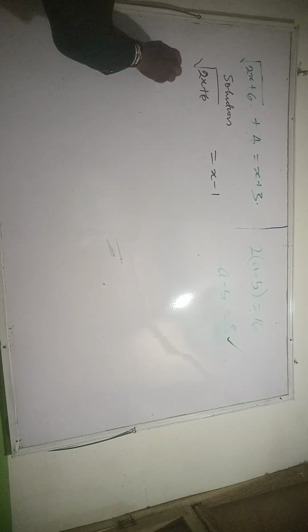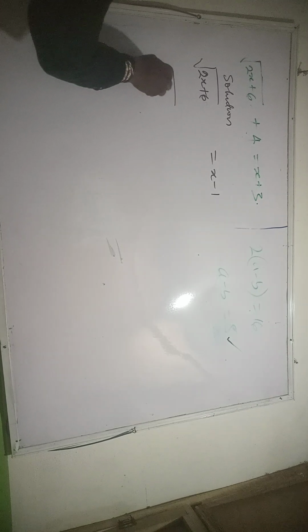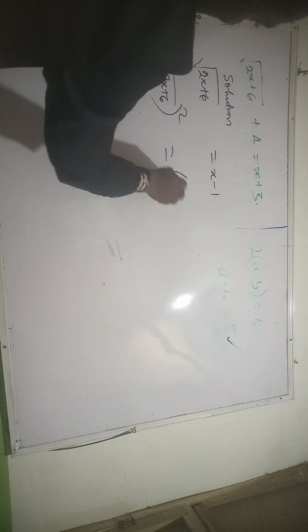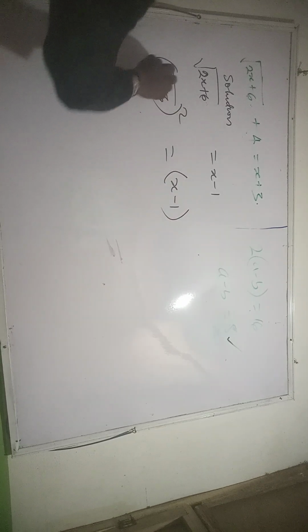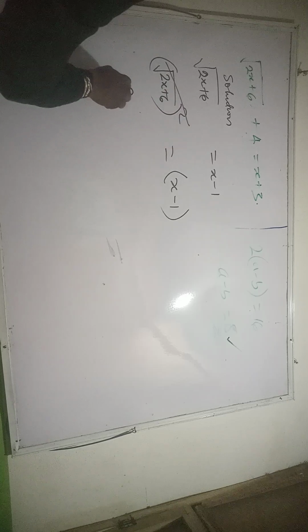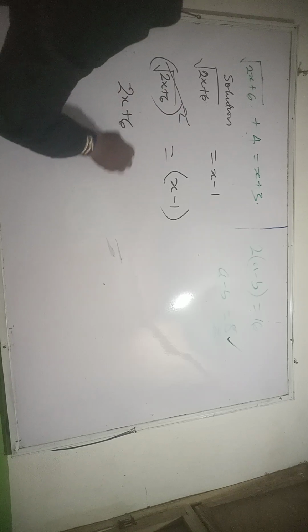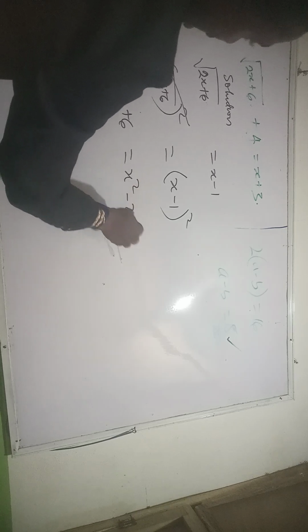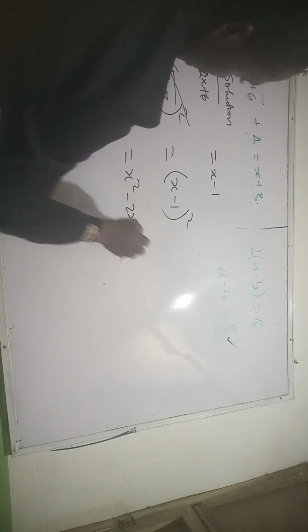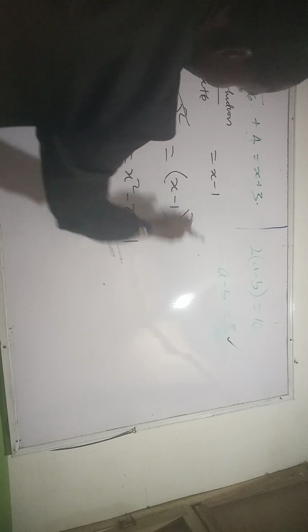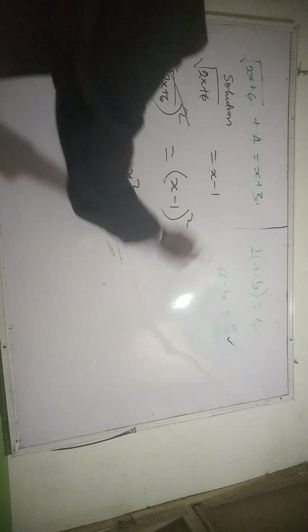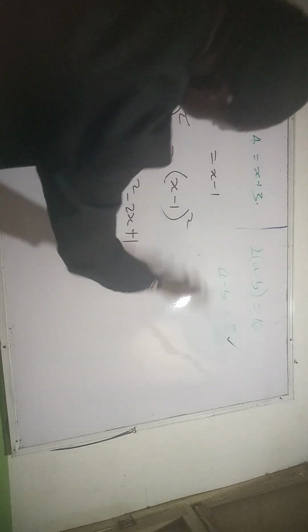Square both sides now. Square 2x plus 6, and square the right hand side as well. So we have 2x plus 6 equal to, when you square this, x squared minus 2x plus 1. Repeating this twice: x times x, we have x squared; x times minus 1, minus x; minus 1 times x, we have minus x, making minus 2x; minus 1 times minus 1, we have plus 1.